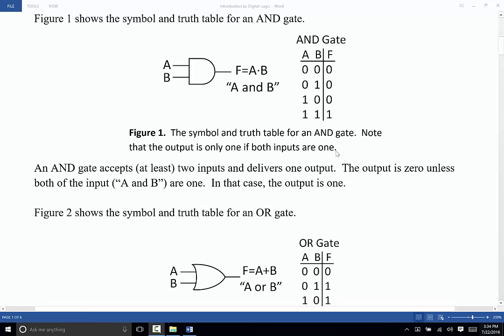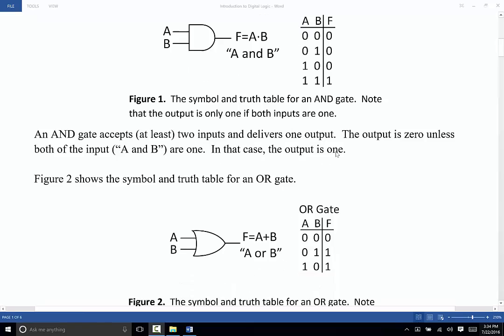Now an AND gate accepts 2 inputs, although it could accept 3 or 4 or more inputs. I've seen AND gates with as many as 8 inputs. And in any case, only if all of the inputs are 1, only then does the output equal 1.